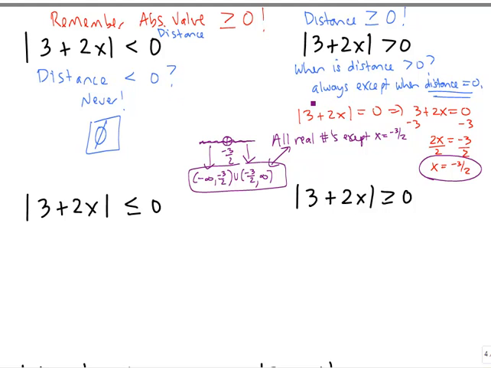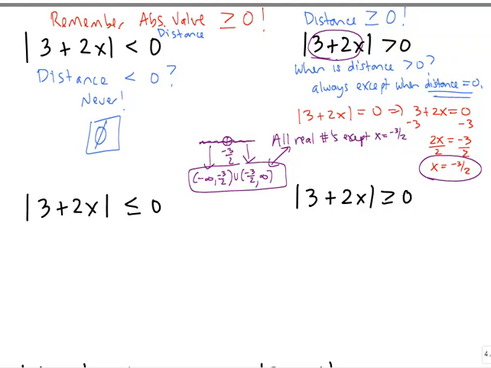So you can see the difference here. When we had less than 0, we had no solution. When we had greater than 0, then we had all real numbers except when this inside expression equals 0. So we excluded just that one point. Everything else was going to work. So two very different answers.